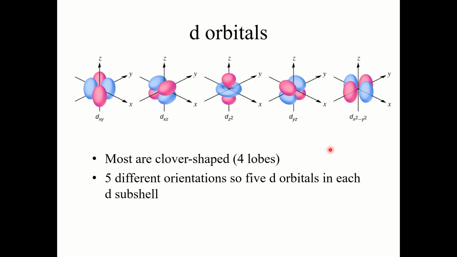Next are the d orbitals. Most of them are clover shaped. So these four are clover-shaped, and this one is a little different. There are 5 different orientations here, which means there are 5 d orbitals in each subshell. So in the 3rd energy level, the 4th energy level, and so on, you will find 5 d orbitals.